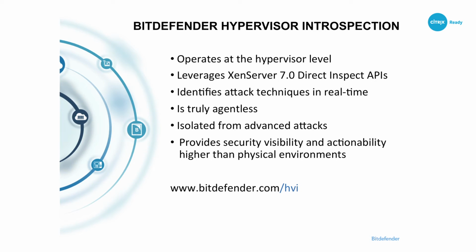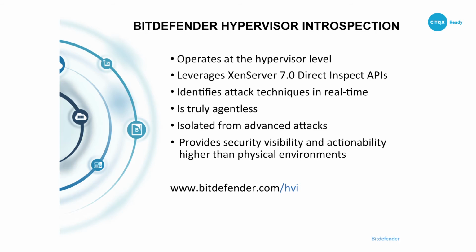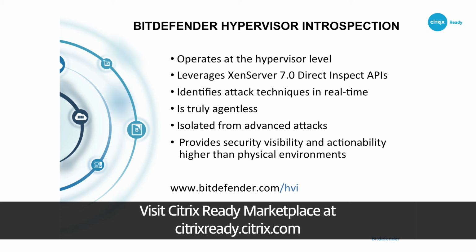So there you have it. Let's recap. Bitdefender hypervisor introspection operates at the hypervisor level and leverages the direct inspect APIs available in XenServer 7.0. It monitors guest virtual machine memory in real time to identify attack techniques used by advanced targeted attacks. It is truly agentless and therefore isolated from these types of attacks, and provides a level of security visibility and actionability against advanced targeted attacks at a level higher than has previously ever been possible in physical or virtual environments.